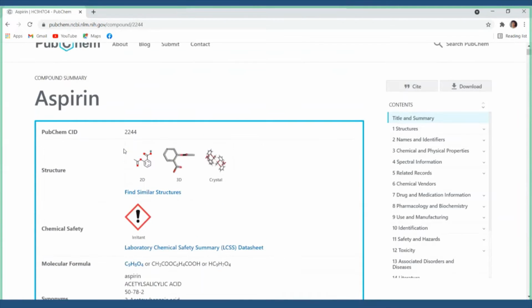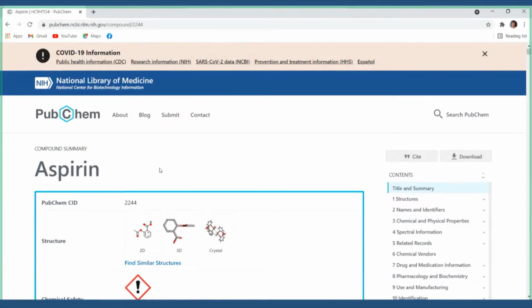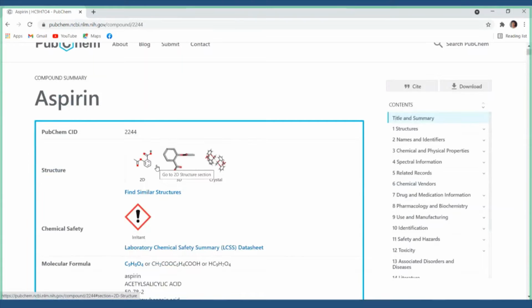And the first thing you see is the structure of aspirin. Because in drug design, you need the structure, especially the 2D and the 3D structure. Mostly the 3D structure. But if you are not getting 3D structure, you can make use of the 2D structure. So this is Pubchem, and this is aspirin, for example, that we are looking at.